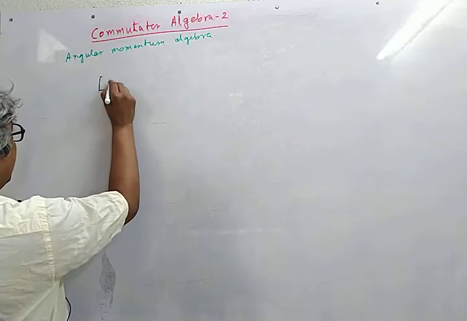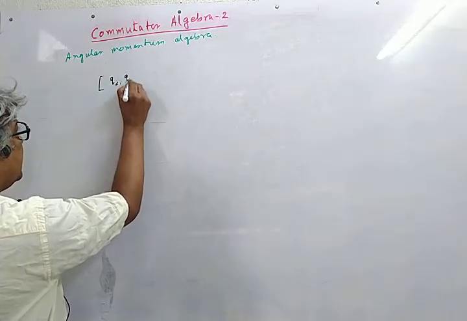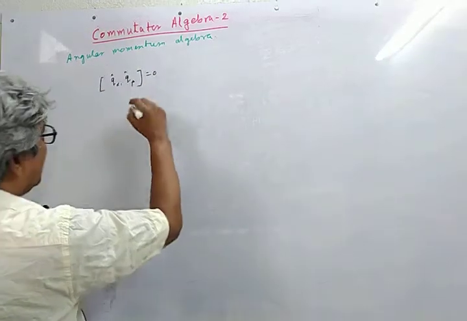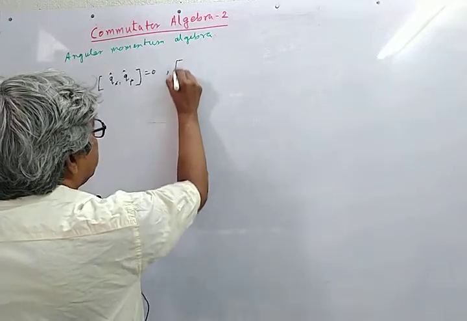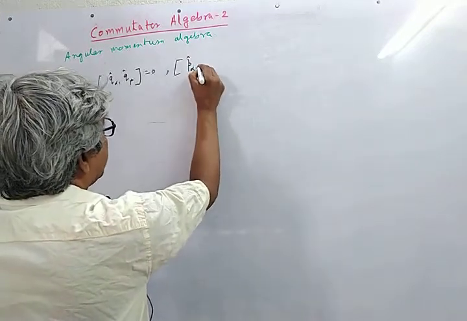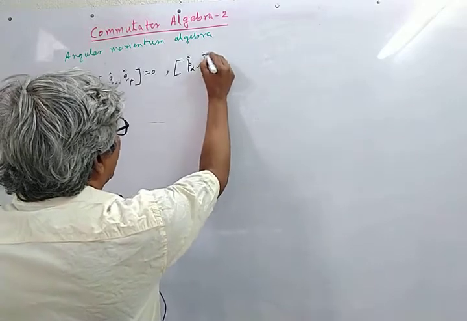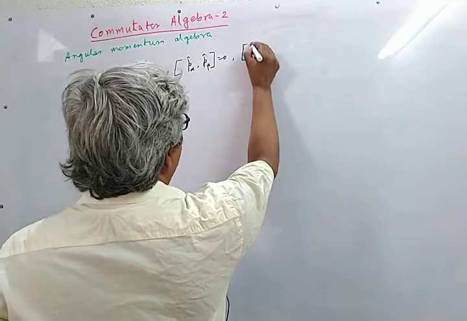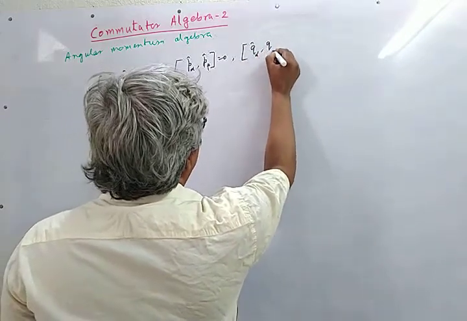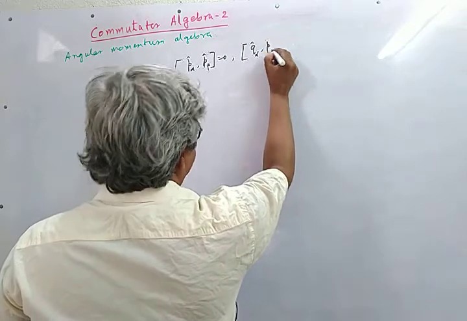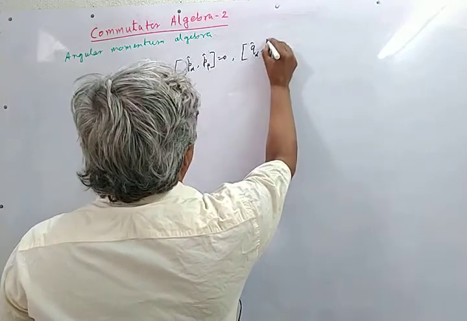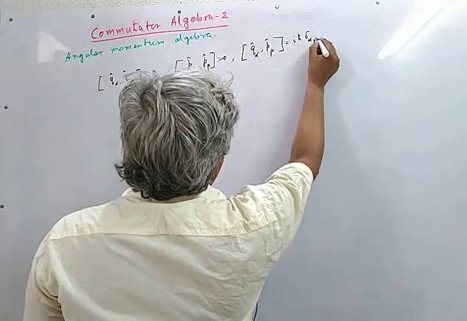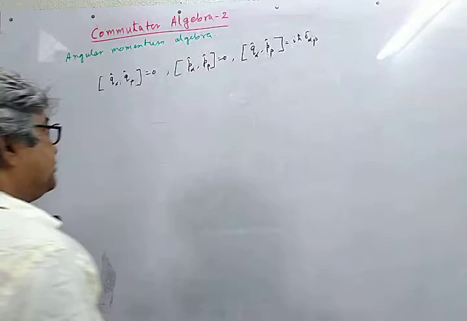We have found that the commutator of q alpha and q beta is 0, that is, q alpha and q beta commute. Similarly, p alpha and p beta also commute. And q alpha and p beta commute if alpha is not equal to beta, and for alpha equal to beta we have the fundamental commutator relation.